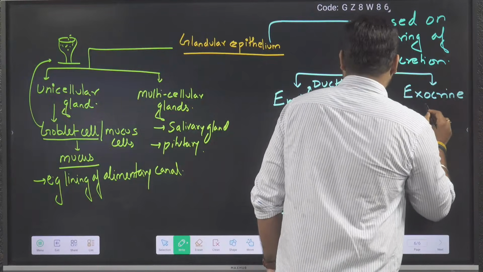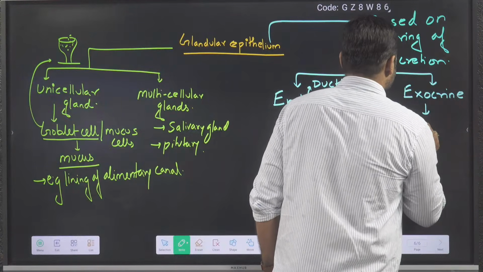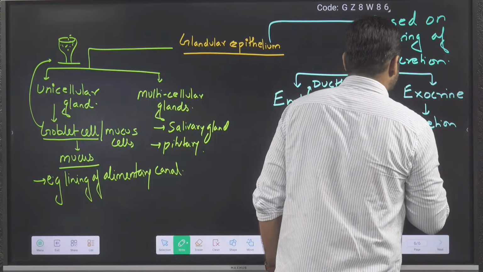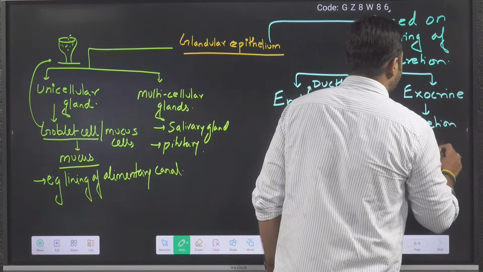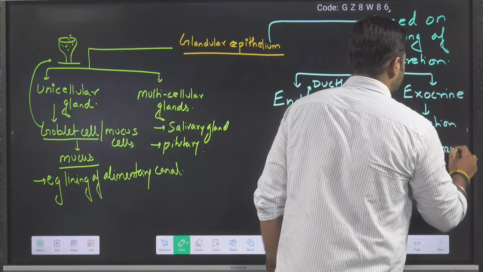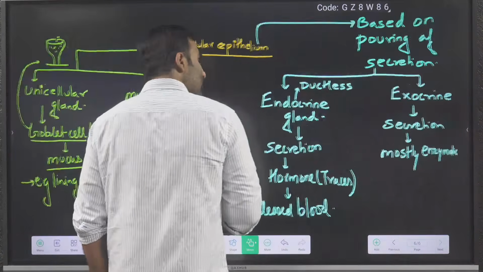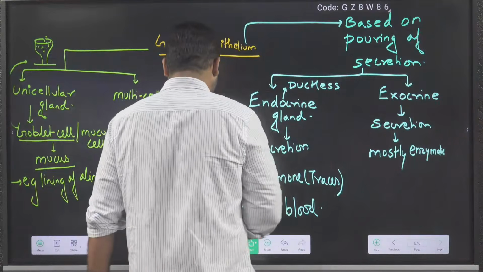Exocrine gland means the secretion is mostly enzymatic, mostly carrying enzymes.